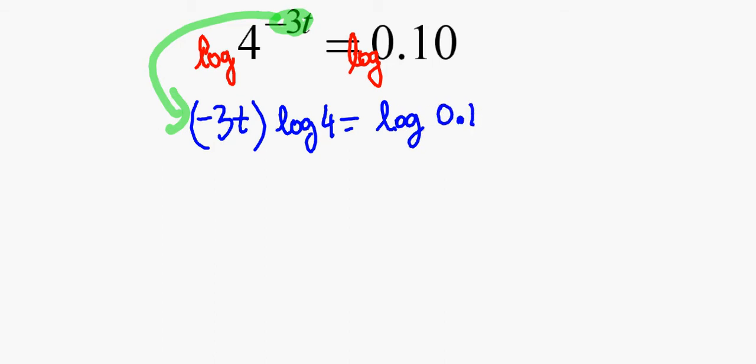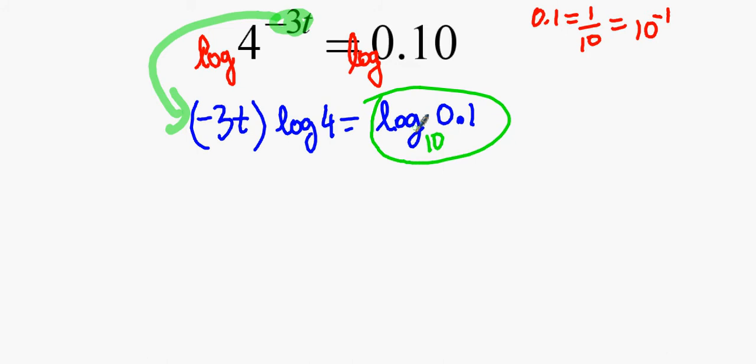Now, one thing I could do here is 0.1 is really 1 over 10, which is really 10 to the negative 1. Now, log has base 10. So if I ask myself, what did I do to 10 to get 0.1? Then I can realize that this here really equals negative 1, because 10 to the negative first power equals 0.1. So I could rewrite this as negative 3t log 4 equals negative 1.